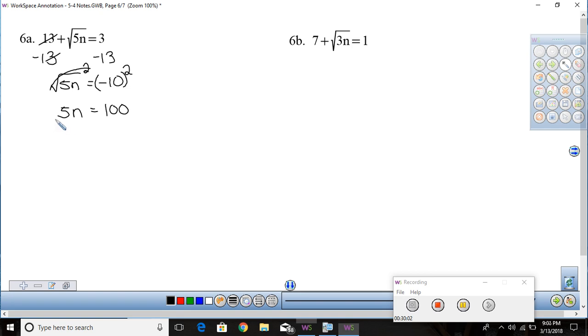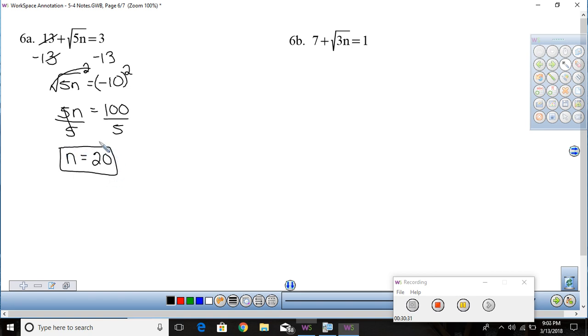And then you got to divide by the 5. So then you got 100 divided by 5, which is 20. All right, and then you would check to make sure that that was a valid answer. But for time's sake, like I said, I'm just going to tell you that it is.